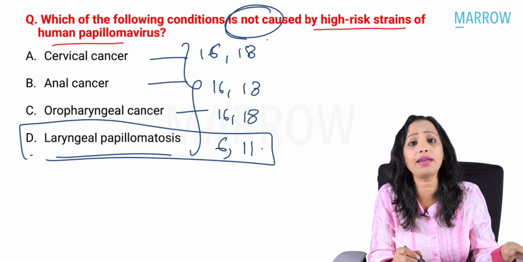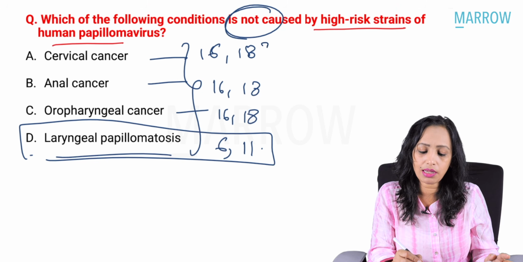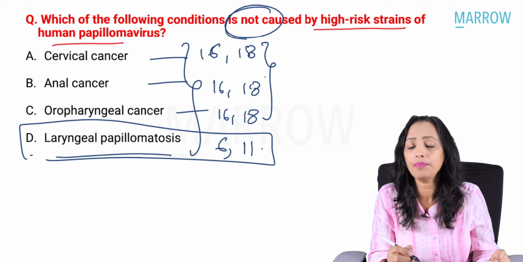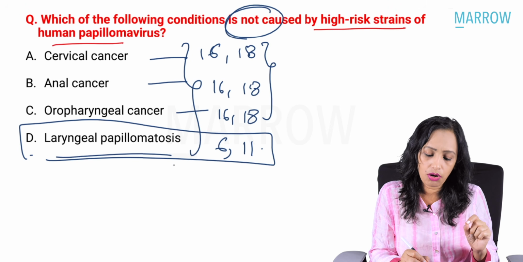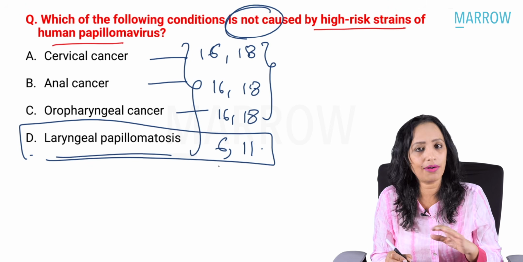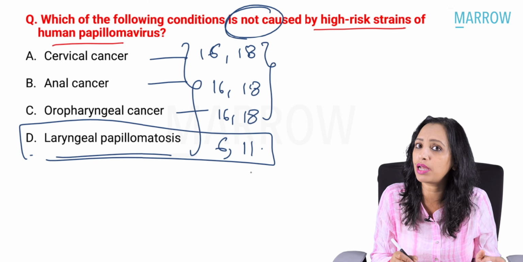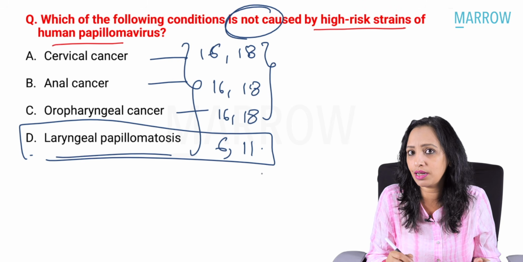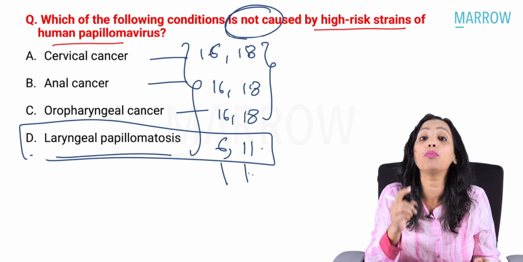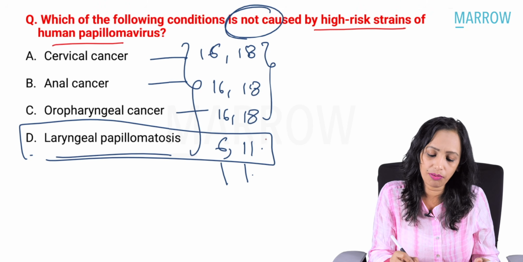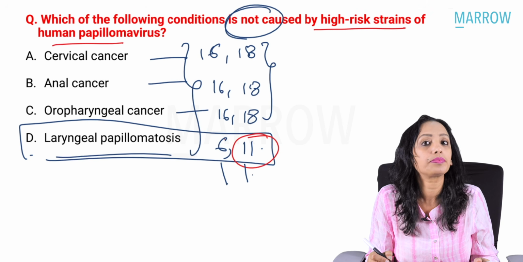There are many high risk strains, but the very important high risk ones are 16 and 18, and definitely the non-high risk ones are 6 and 11. We have to remember that laryngeal papillomatosis is caused by 6 and 11, as it has been asked in the past. One more question has been asked: out of 6 and 11, which is the more virulent? Out of 6 and 11, the more virulent is 11.